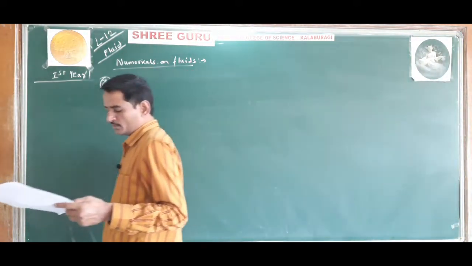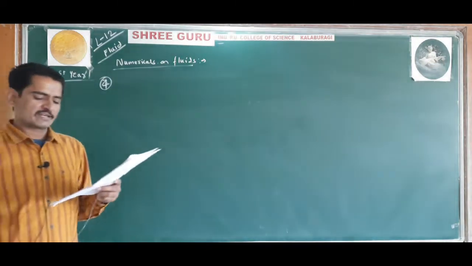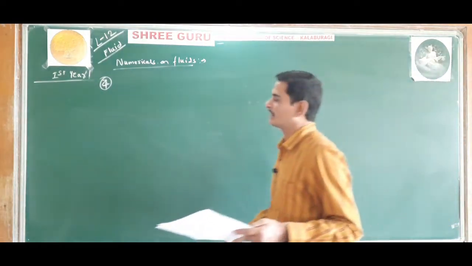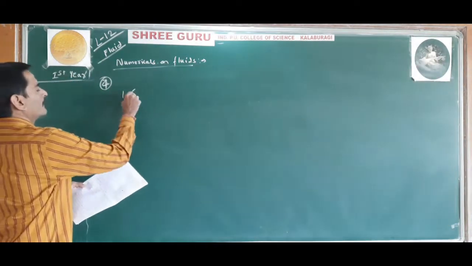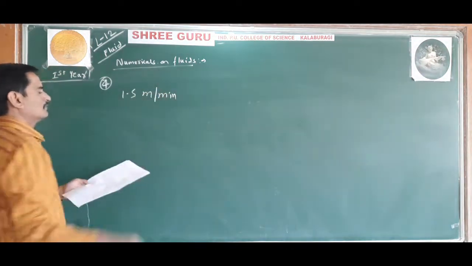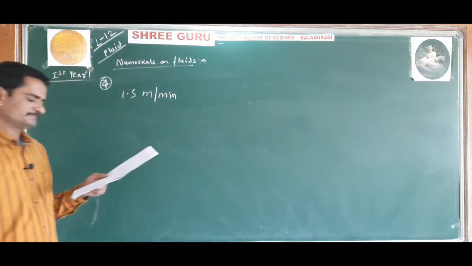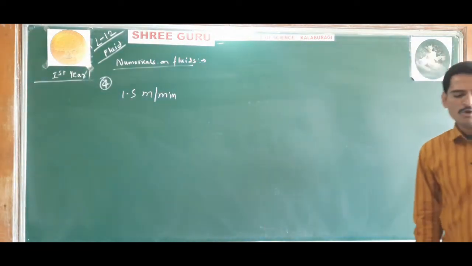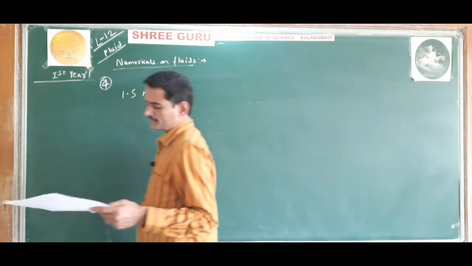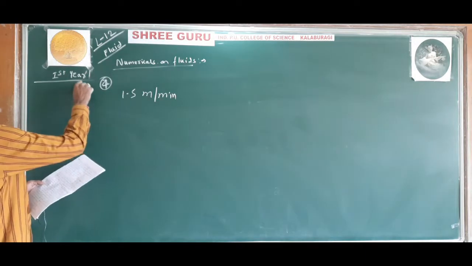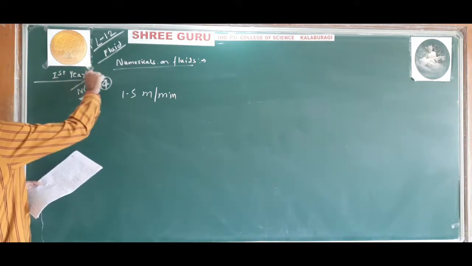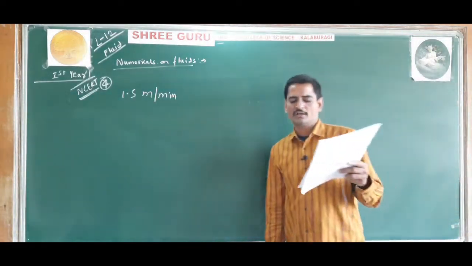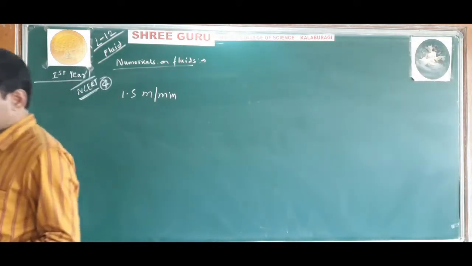If the liquid flow inside the tube is 1.5 meter per minute, what is the speed of ejection of the liquid through the holes? Question mark. So this numerical we have to solve.